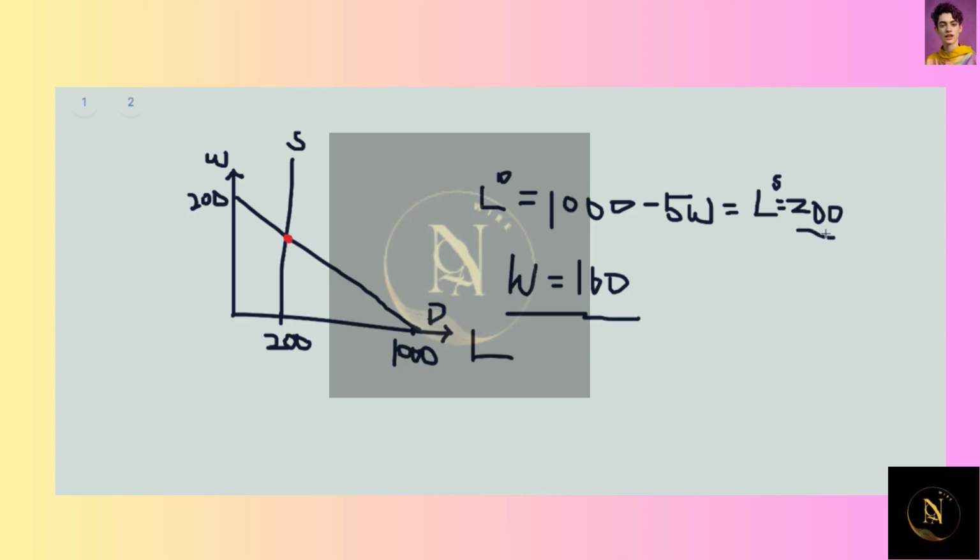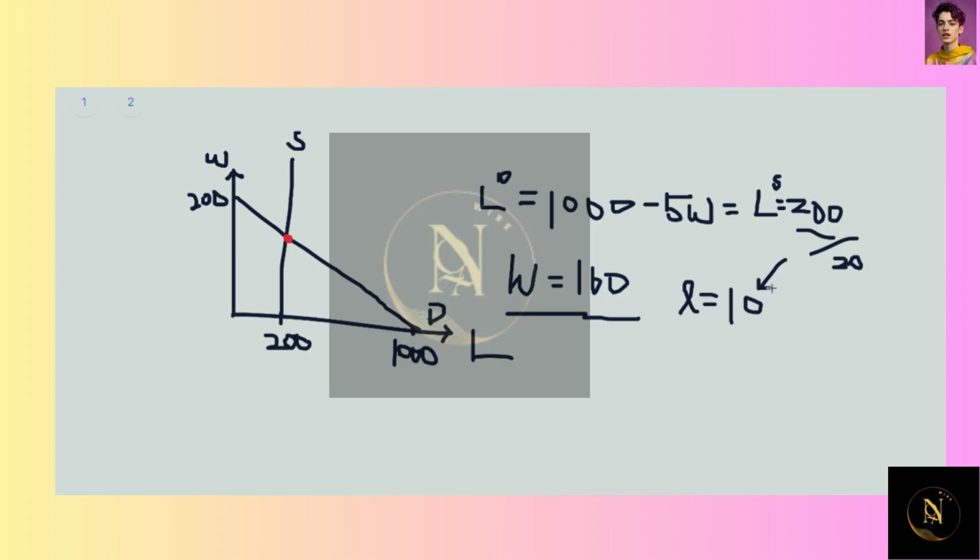So in total, this is the equilibrium labor. Since there are 20 firms, each firm, small l, hires 10 laborers, because this number divided by 20 firms equals the number that each firm hires.